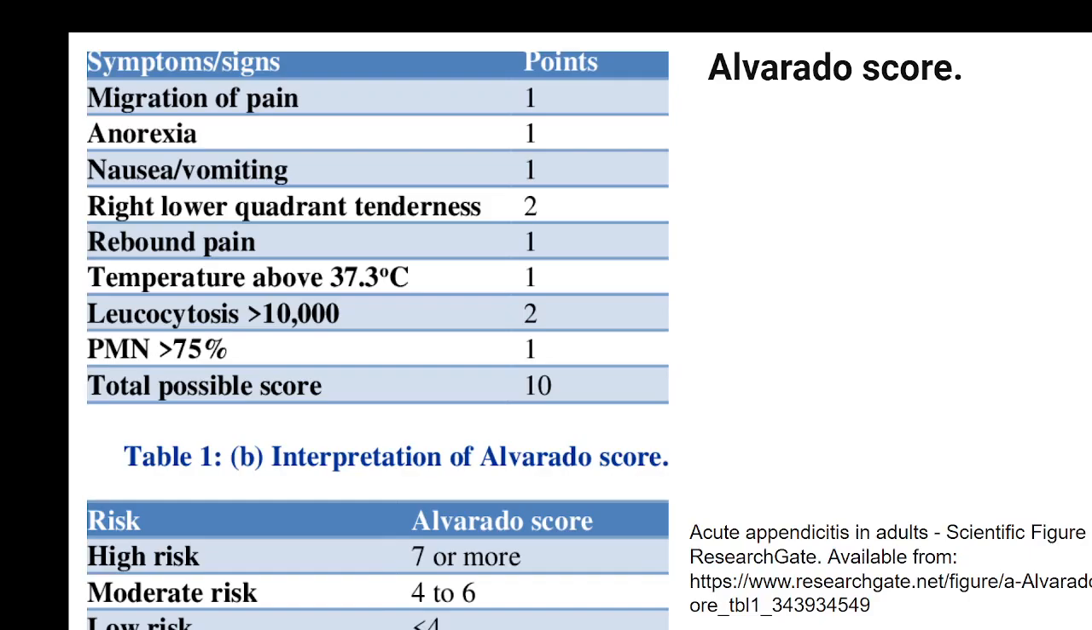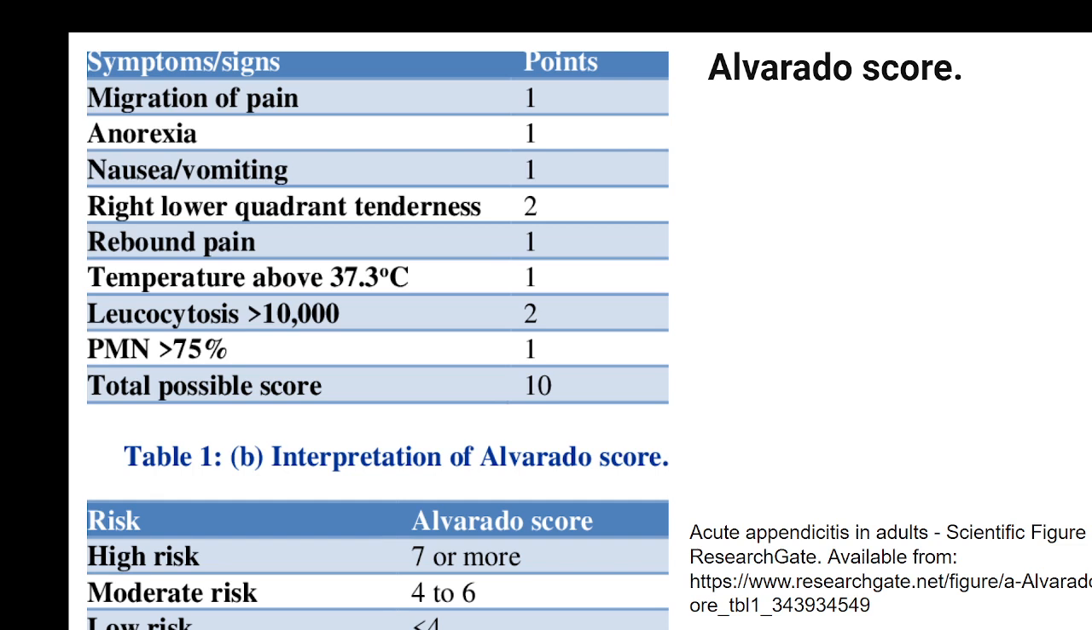Now, severity of the appendicitis and confirmation of the diagnosis of appendicitis also, because the symptoms are overlapping, is done by a typical scoring method. Of course, there are many scoring methods in vogue, but the more popular methods of scoring are the Alvarado score and the appendicitis inflammatory response score, the AIR score.